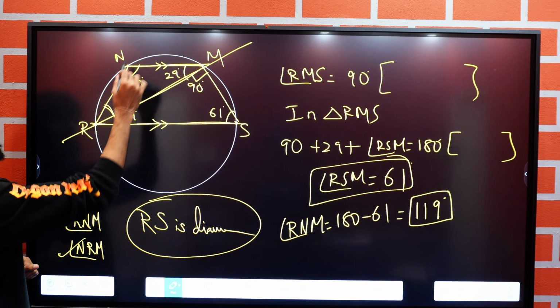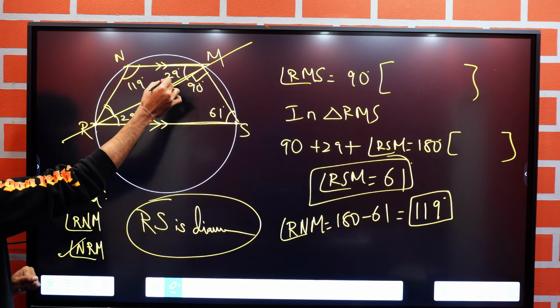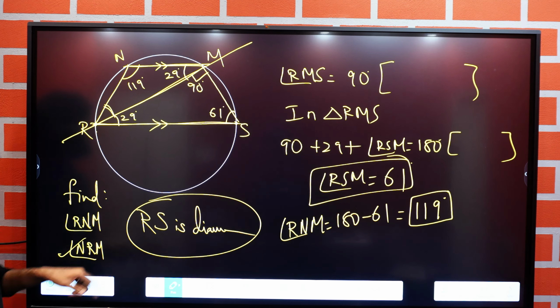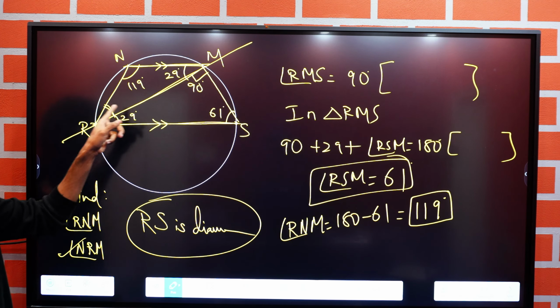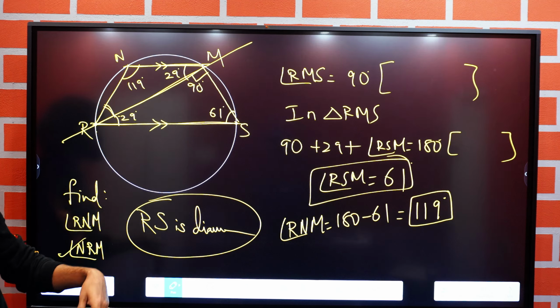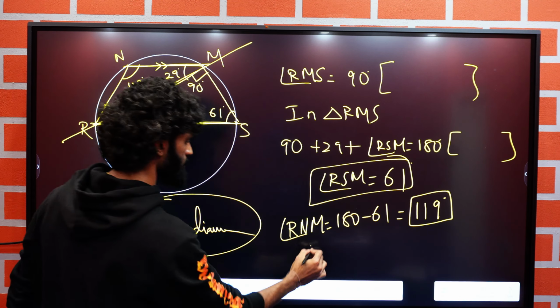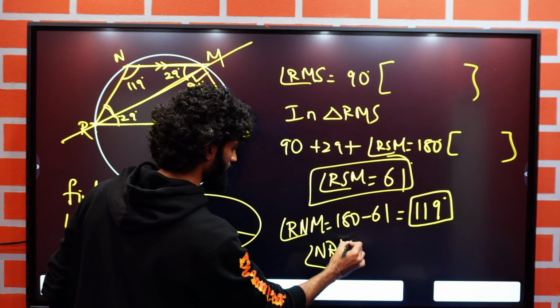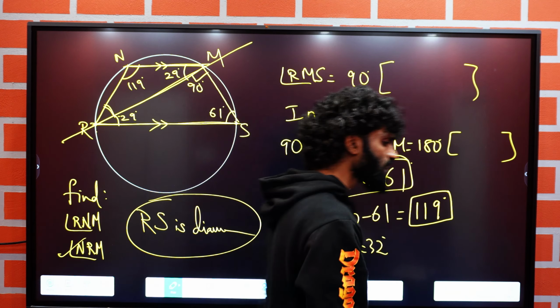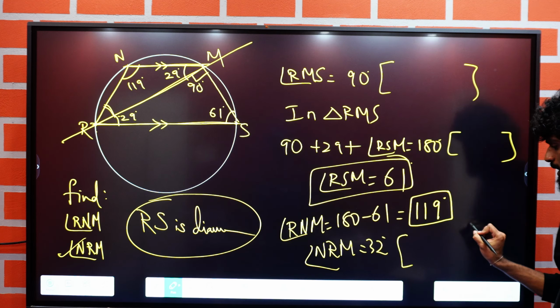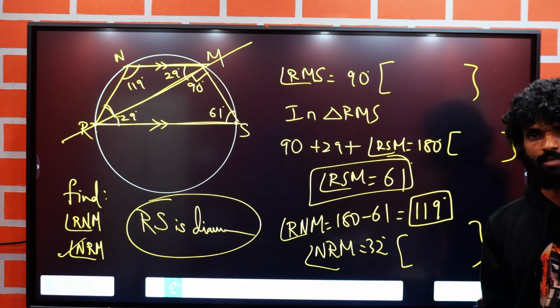Now, in triangle RNM, two angles are given. Can you find the third angle? Automatically. How? 119 plus 29 plus unknown equals 180 degrees. You'll get the answer. So after calculation, you'll get this answer as NRM to be 32 degrees. What's the reason you guys will give? Sum of angles of a triangle equals 180 degrees.